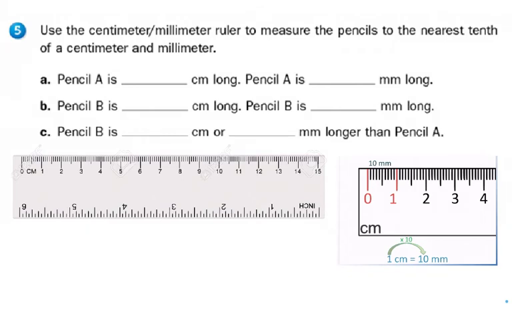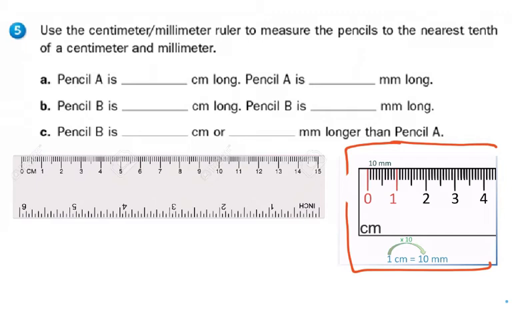Question number 5. Use the centimeter and millimeter ruler to measure the pencils to the nearest tenth of a centimeter and millimeter. So now you're going to use all of these little lines between 0 and 1. So if you look at this particular ruler right here, you'll see here is 1 centimeter, and in between we have 1, 2, 3, 4, 5, 6, 7, 8, 9, 10 little lines. In other words, we have 10 millimeters in every centimeter. Now we have the tool to tell which pencil is longer.